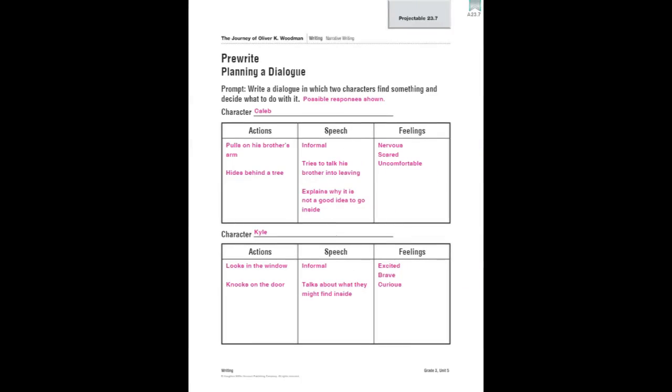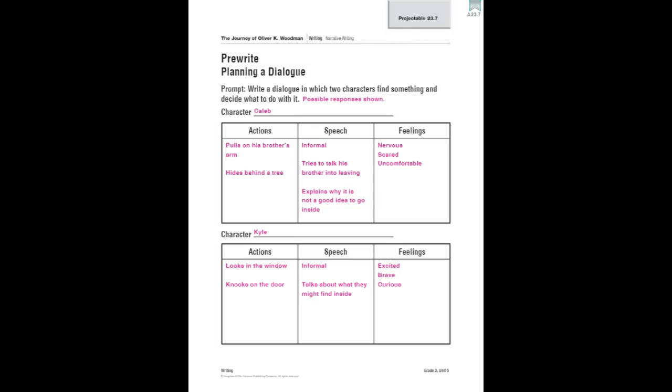So here is an example of a filled out pre-writing. Okay, we have our actions. He pulls on his brother's arm. He's nervous. He's scared. He's uncomfortable. He hides behind a tree. His speech is very informal. He tries to talk his brother into leaving and explains it's not a good idea to go inside. Okay, that's Caleb. My second character is Kyle.